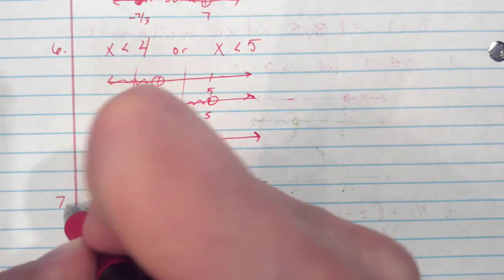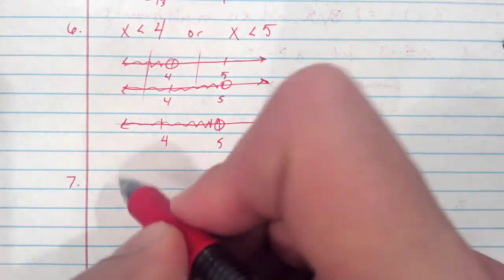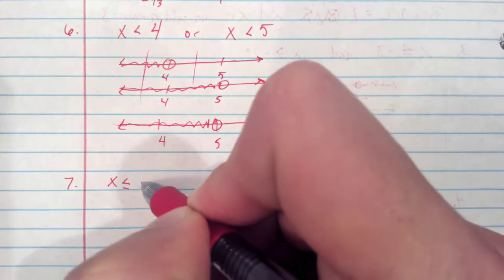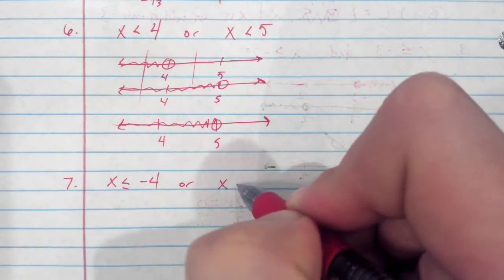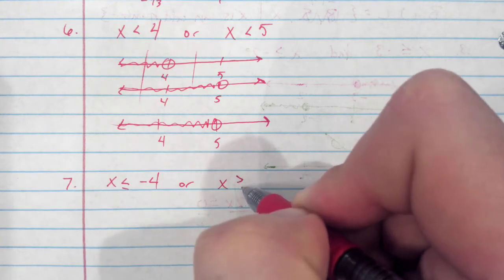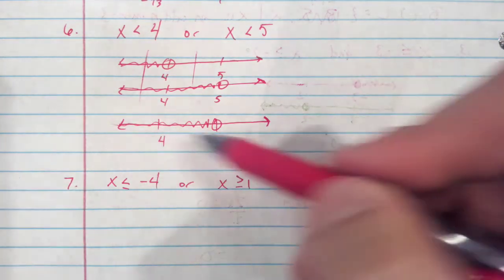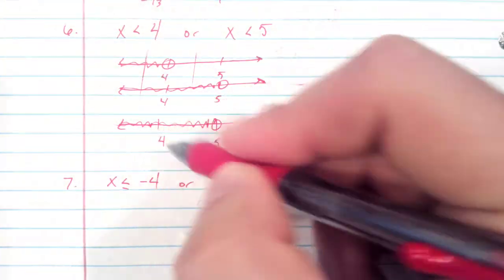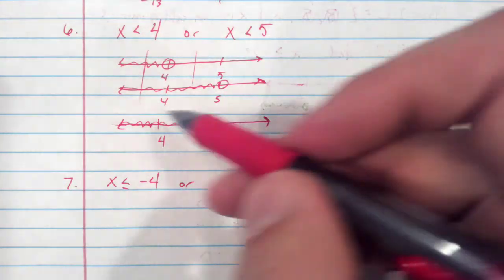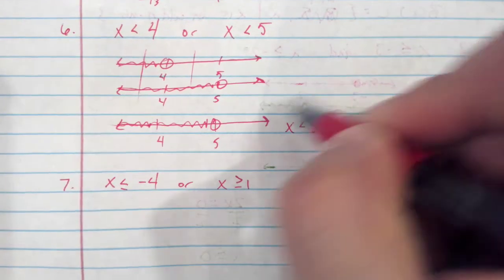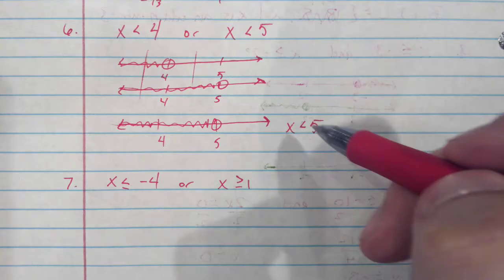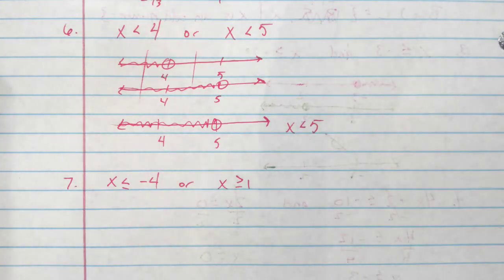Let's look at another one like that. X is less than or equal to -4, or X is greater than or equal to 1. Oh, you know what? I'm sorry. I forgot to write my final inequality on 6. So how do you write that? What does this number line represent? It represents X is less than 5. So that would be our final answer. X is less than 5, and that's our number line. That's what it would look like.